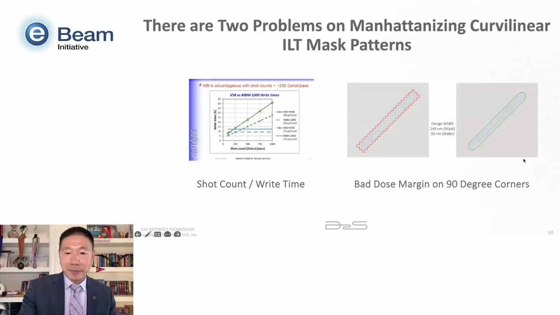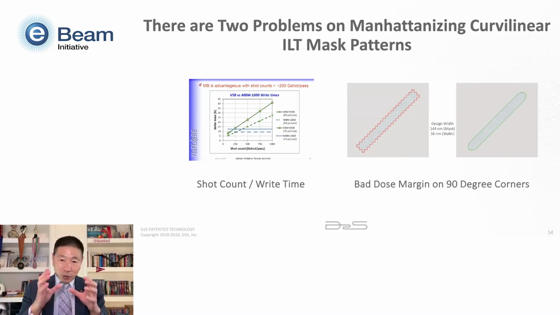But there's another problem. That's called the dose margin. Basically, the variation in mask writing to write those 90-degree corners will be much higher than writing just smooth patterns. So we call that dose margin.